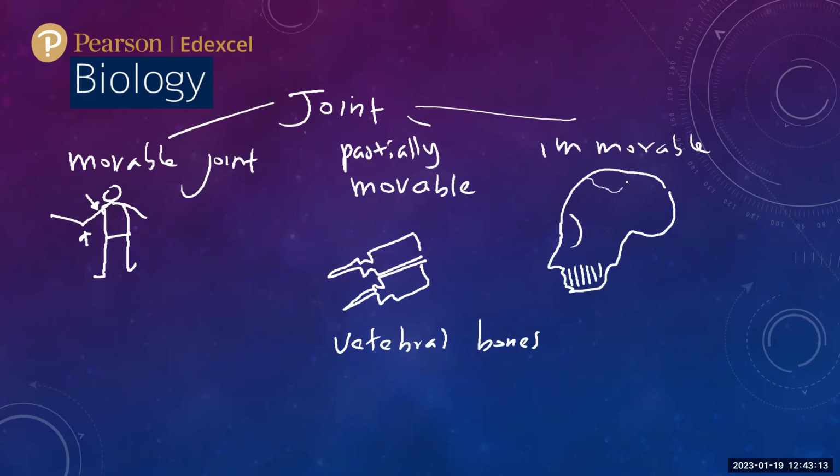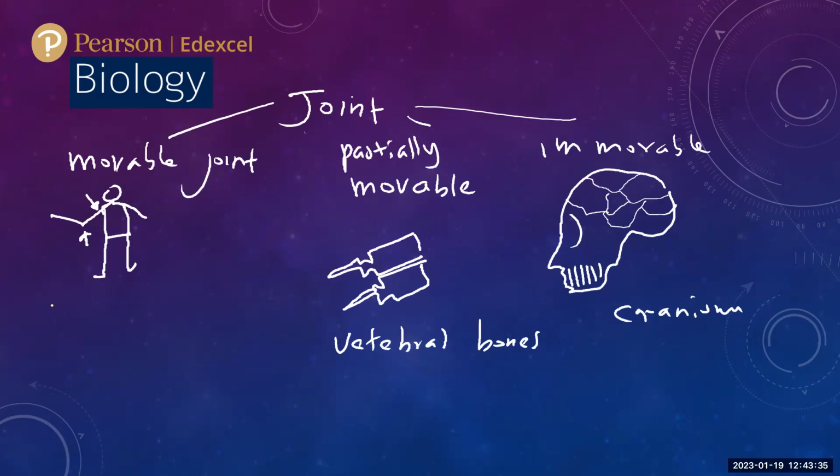And some we can't move. So the head, the cranium, is made out of several bones, and they joined together. They fused. So the cranium is immovable.